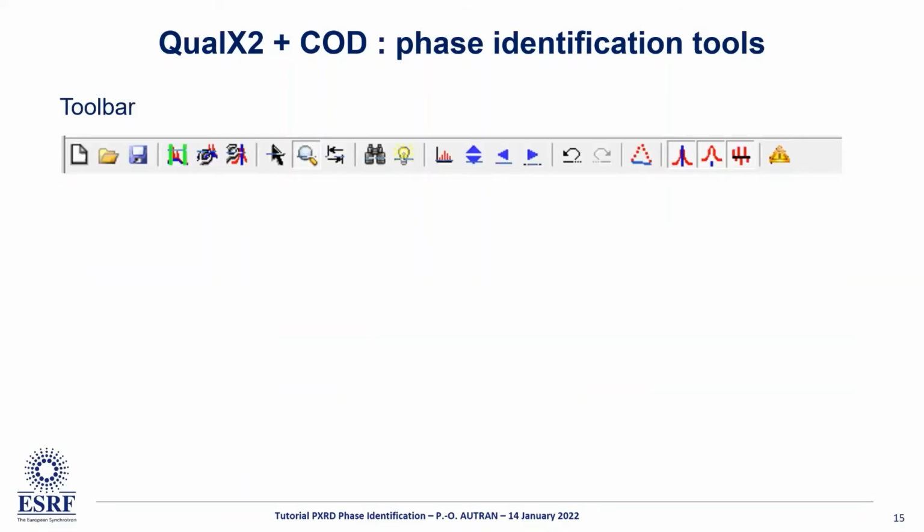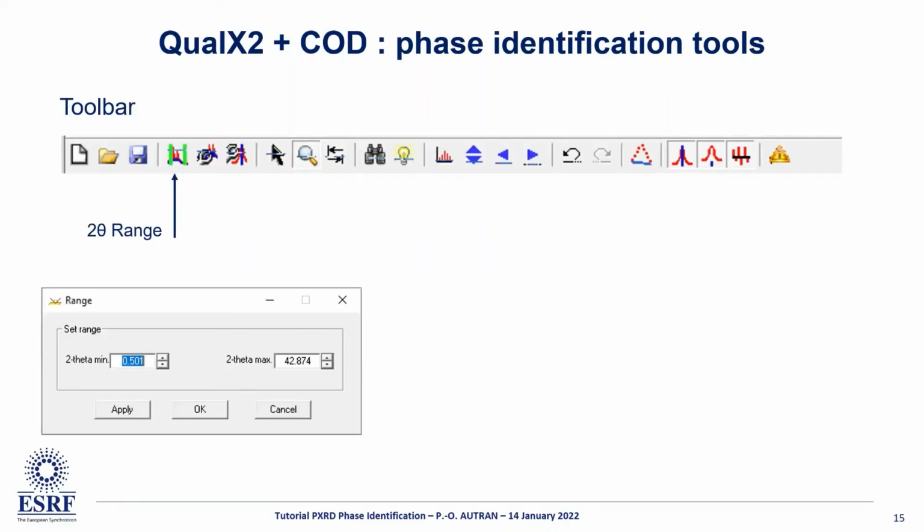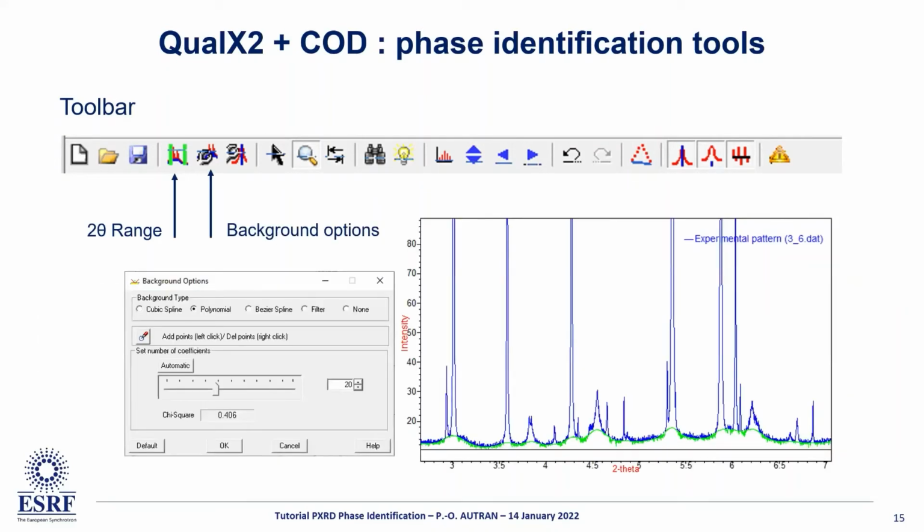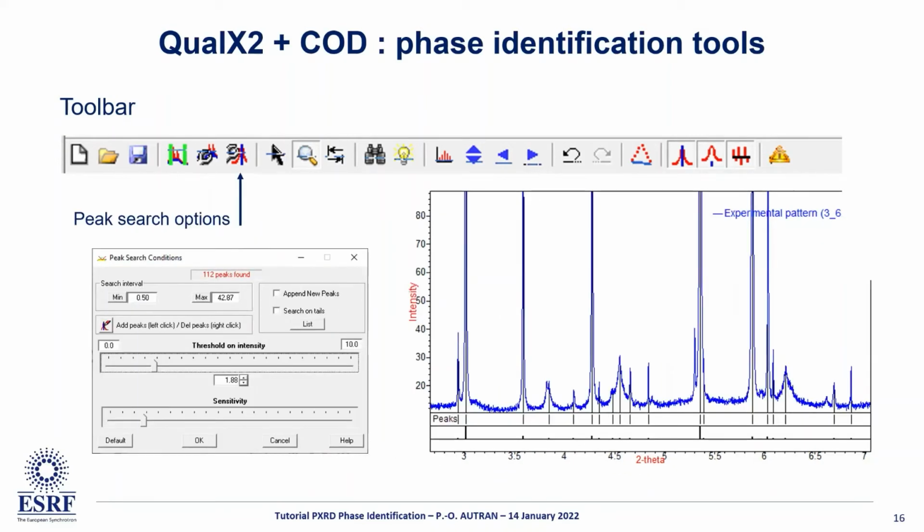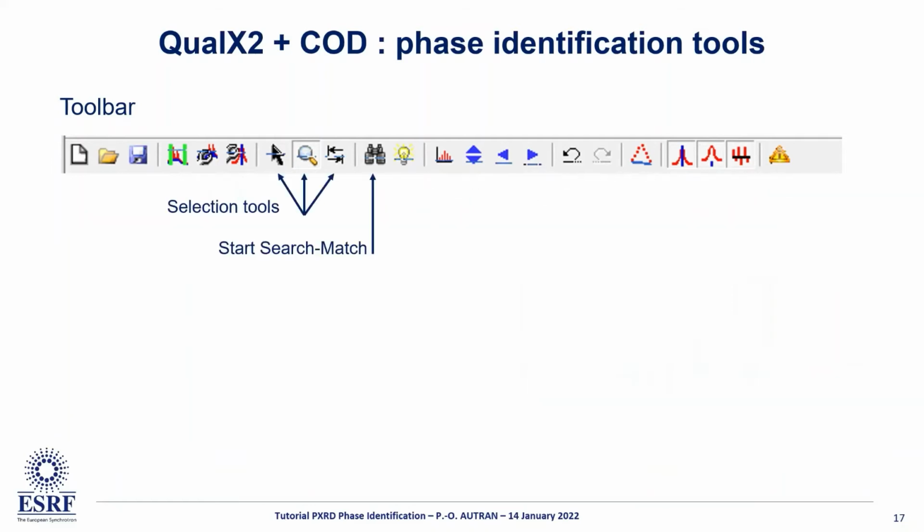Then you have a toolbar, and in the toolbar you can select the 2 theta range you want to work with. You will have to subtract the background, so I'll move on quickly because I'm going to show you this later. Then you have a peak search option where you tell where the peaks should be. It's based on threshold and sensitivity, which I'm going to show later as well. Then there are selection tools, and all these buttons for search matching to set restraints.